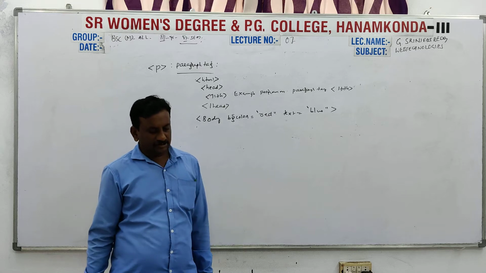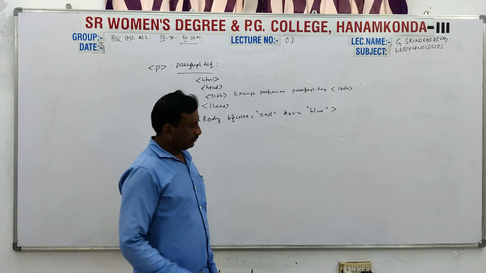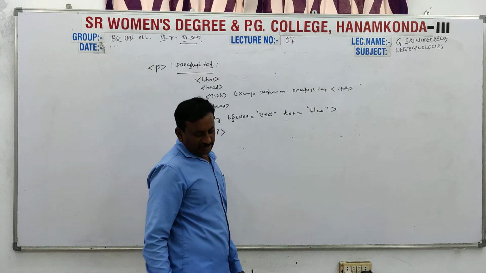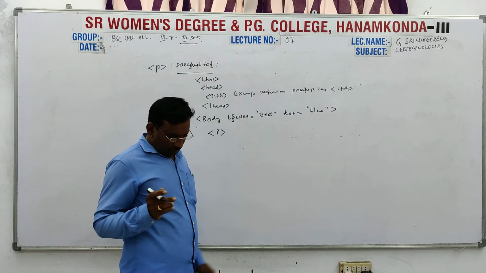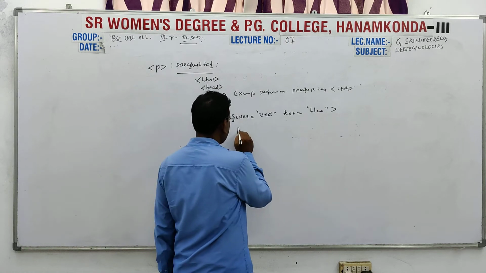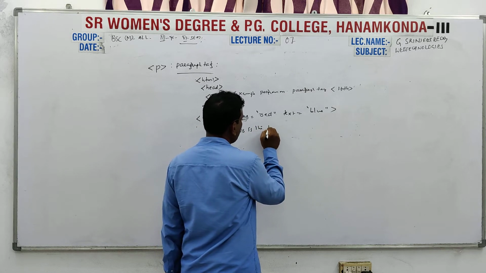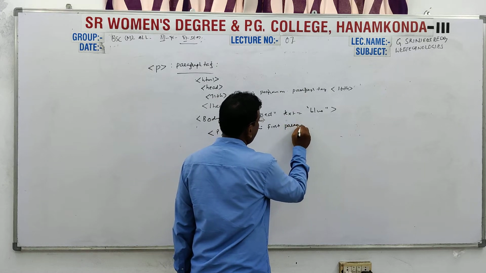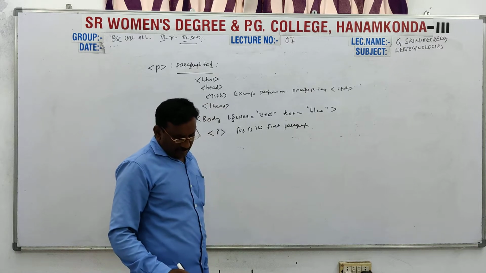Then the implementation of the actual tag is P. Inside it you can write any content. This is the first paragraph. You can write anything. This is the first paragraph. This is the title sentence.